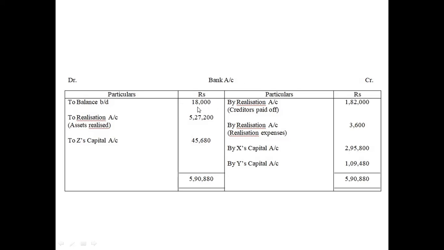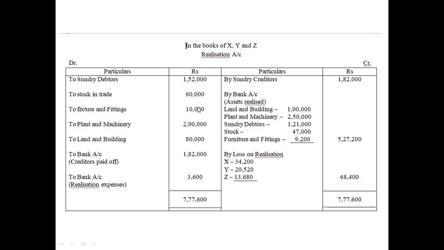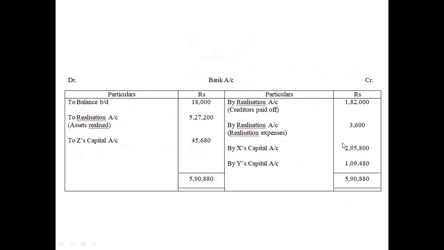Now have a look at the realization account. We can see here in the realization account towards the credit side, it is written by bank account, assets realized. How much is the amount? 5,27,200. So this will come here in the debit side of your bank, because bank is a real account. Debit what comes in, credit what goes out. So debit side is the plus side, whereas credit side is the minus side. So we write to realization account, assets realized 5,27,200.